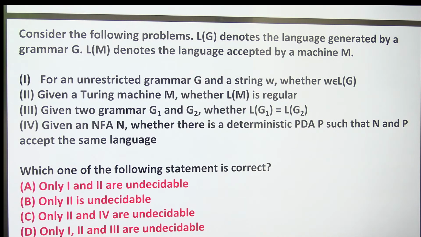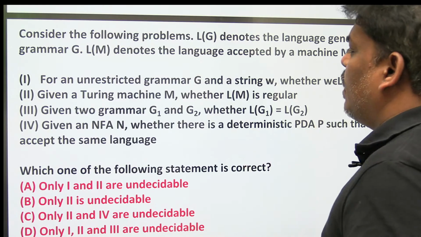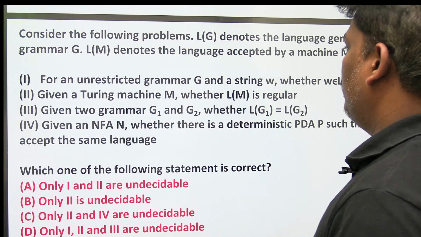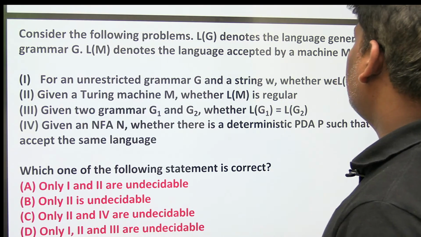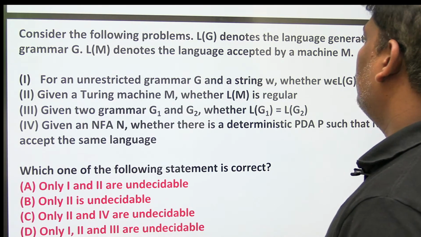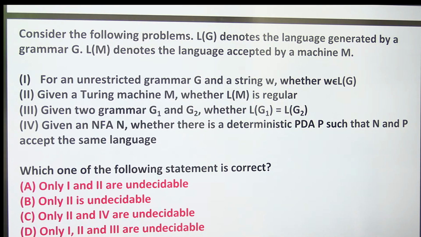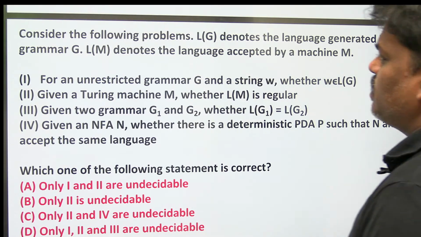Yeah, so let's see once. Consider the following problems. L of G denotes the language generated by a grammar G. L of M denotes the language accepted by a machine M. Fine. So some statements are given.